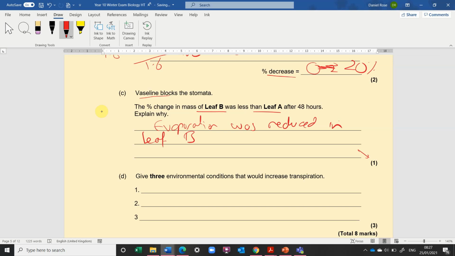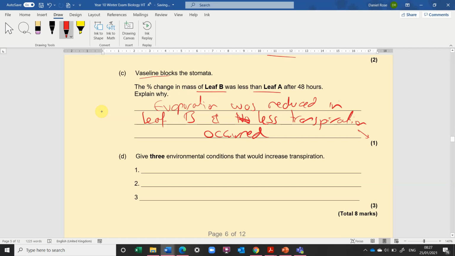And let's just develop it a little bit. No transpiration, sorry, less transpiration occurred. Now I've kind of put 2 points there, but it's all about trying to make sure I develop my answer and make sure I really get the point. I've got 2 key words, evaporation and transpiration, in that answer.